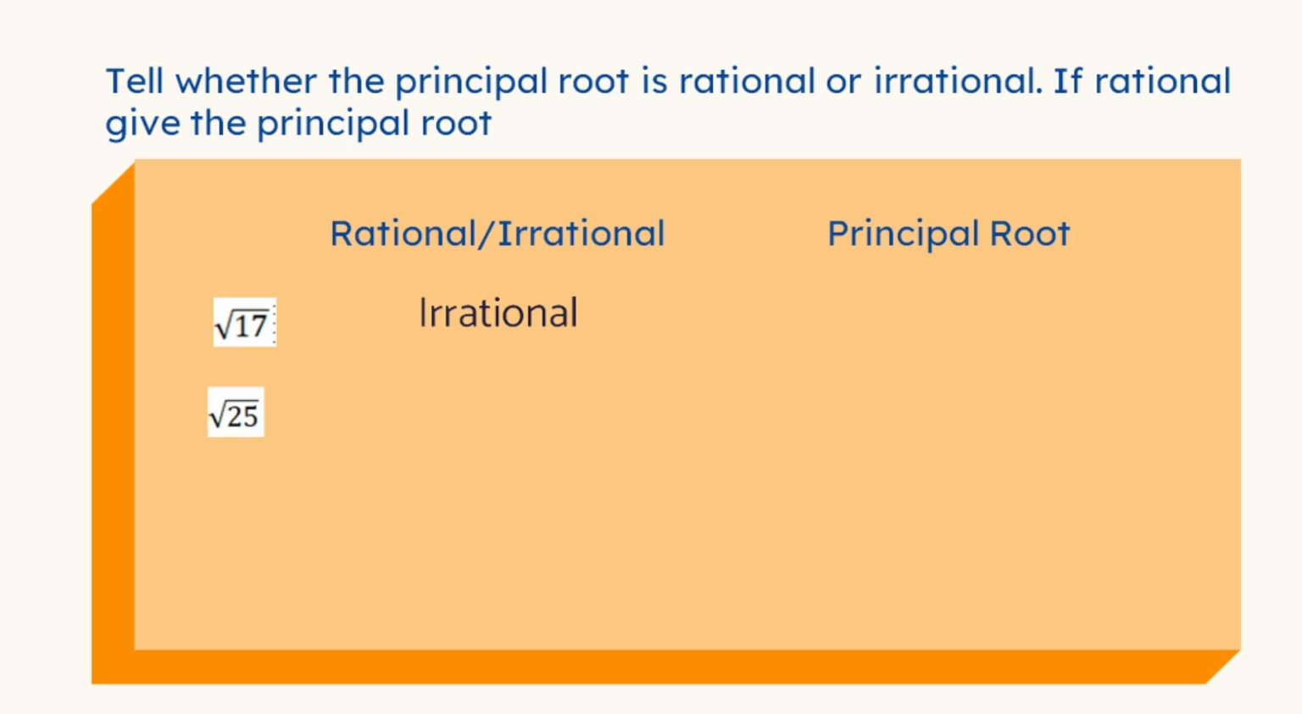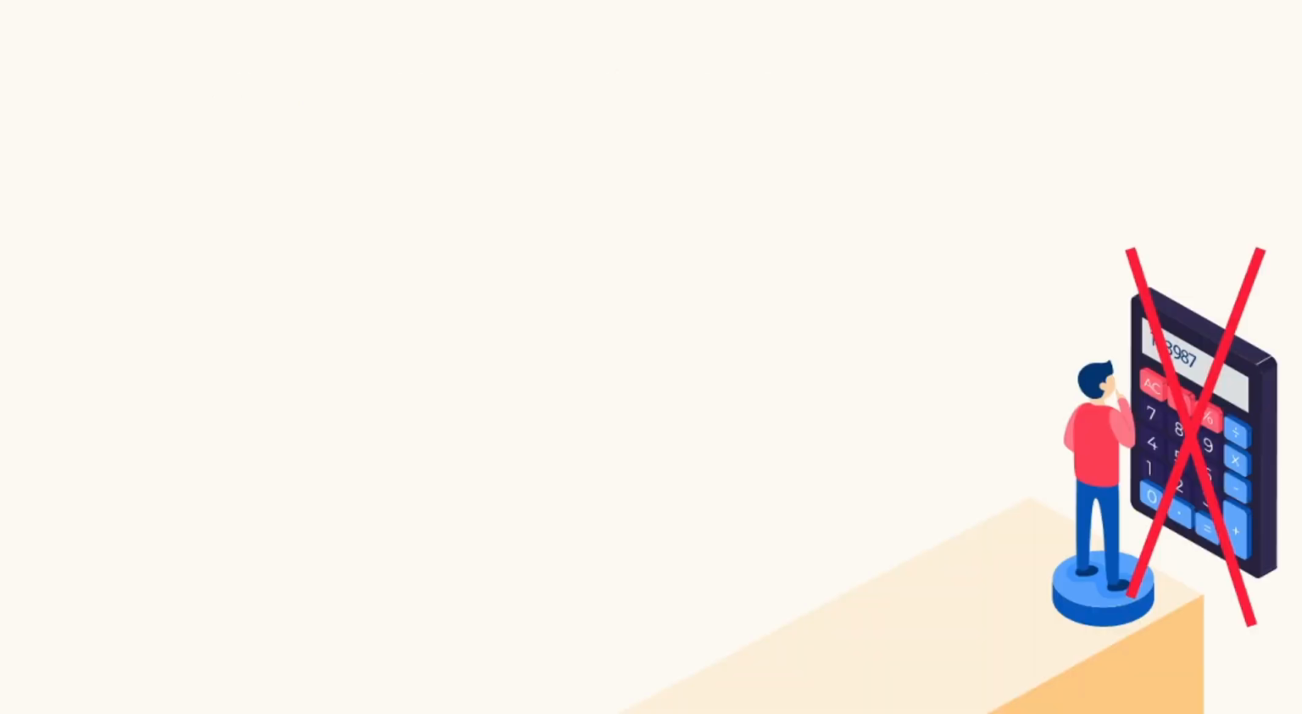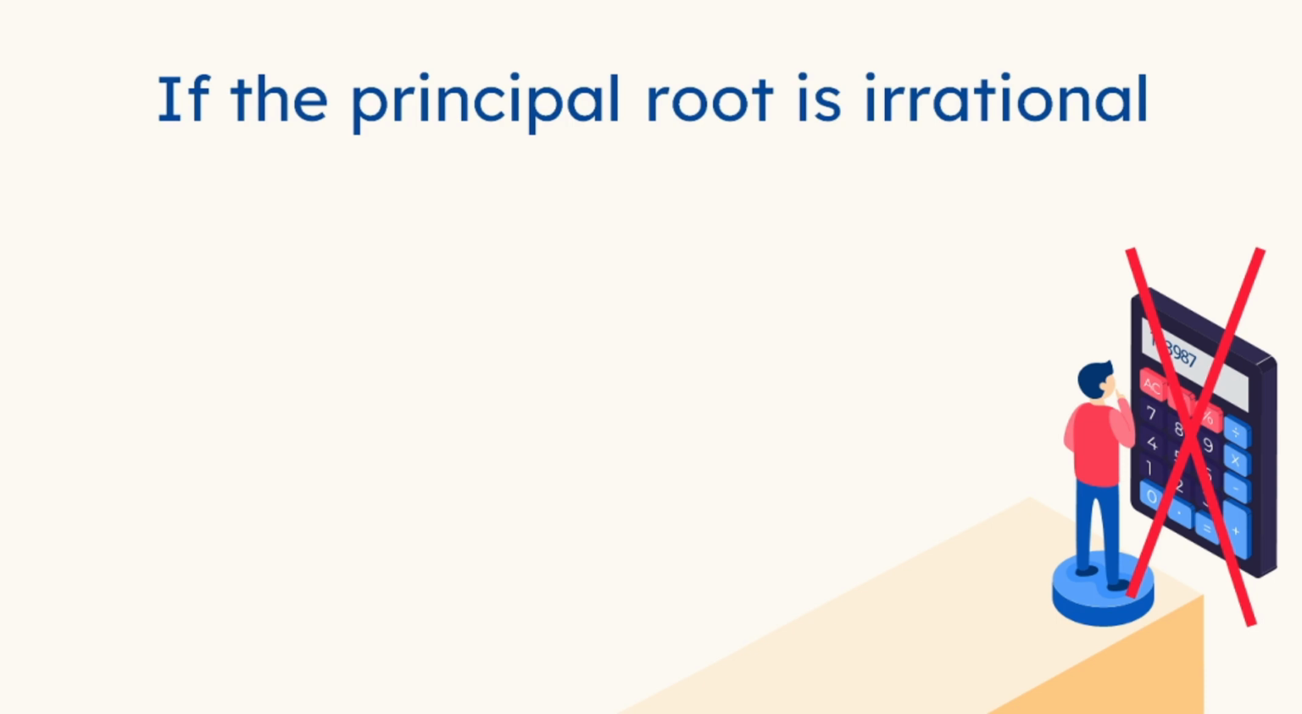Square root of 25. This one is rational. Bakit? Ang 25 is a perfect square, tama? Kasi ang principal root niya ay positive 5. Positive 5 times positive 5, that's 25. Next is square root of 9. This one is rational. And the principal root is positive 3. Madali, di ba? Next, what if the principal root is irrational? Kapag rational, nabibigyan natin ng sagot eh. Square root of 9, that's 3. The principal root is positive 3. Tama? What if irrational naman? Paano naman natin makukuha yan?